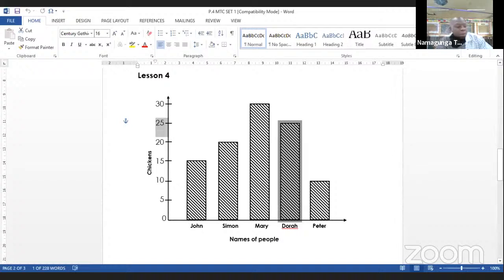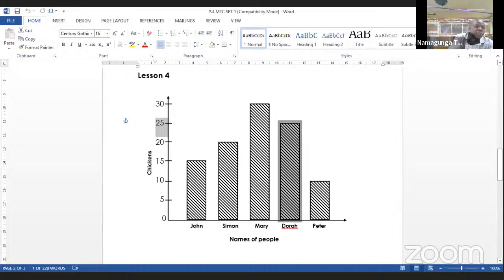Seven pupils were in the class. Thank you for the trial, but that is wrong. The correct answer is we have to add following the bars. We have 2 plus 3 plus 4 plus 5 plus 7, giving us 21 pupils altogether. Okay, now we move to the next one.